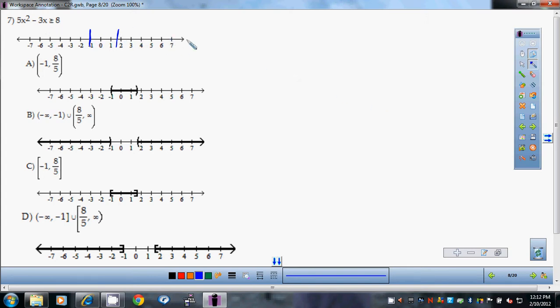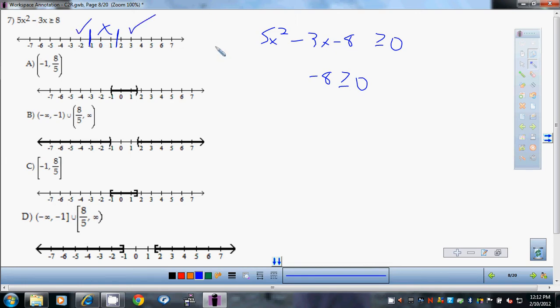So if I plug in 0, well, let me rewrite this real quick as 5x squared minus 3x minus 8. Now that'd be 0, 0 minus 8. Is -8 greater than 0? No. X. I know these have to alternate because I don't have any double roots or vertical asymptotes.